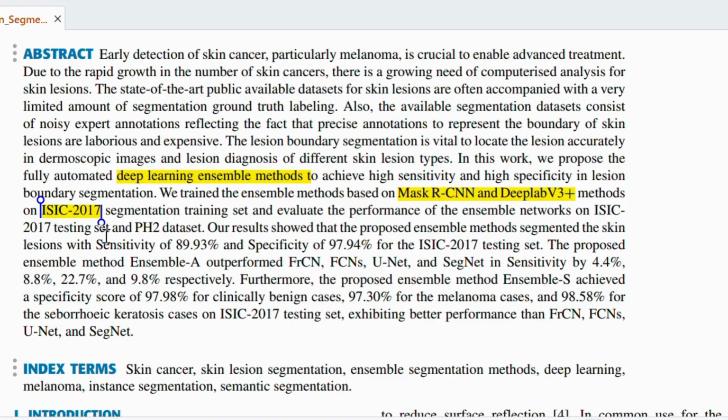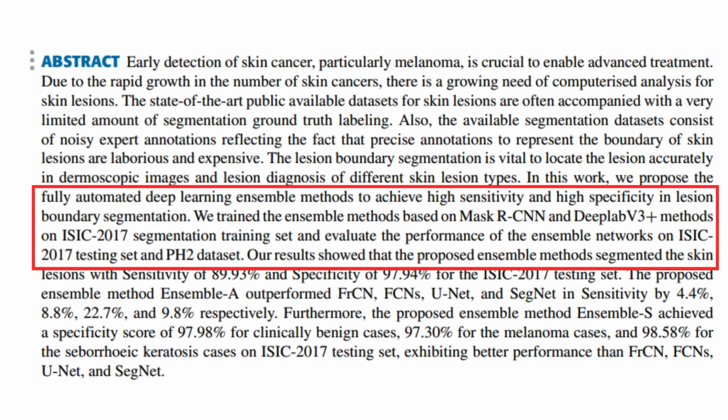As we move forward, we find our first key term of interest. The author proposed a deep learning based ensemble method. This addresses our second point, that is proposed approach. They further explained that their approach uses Mask RCNN and DeepLab V3 models. This covers our third point, that is models. Next, they mention the dataset they used. They trained their model on the ISIC 2017 dataset and also tested it on PH2 dataset. That's our fourth point, that is datasets.